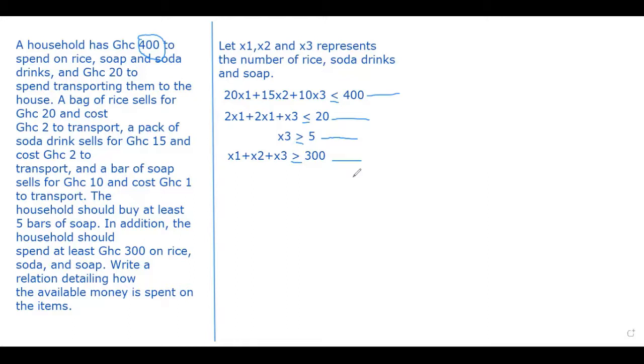But when it is at least, don't get confused with their names. At least is greater than or equal to, because it shouldn't be less than what you are mentioning. So anything you mention must be higher than that. Here they said at least 300 cedis, so anything they spend must be 300 cedis or more, but it should not be lesser than 300 cedis. Any questions so far before we move to the different question?